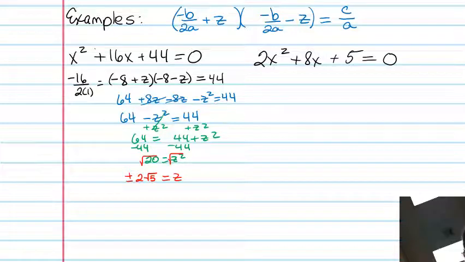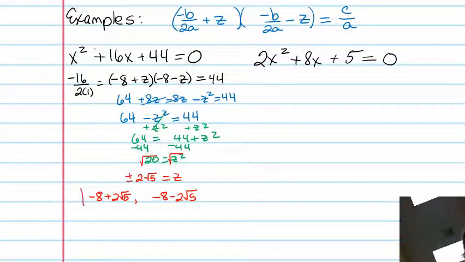Okay, now that's not my answer, right? My answer is negative 8 plus 2 square roots of 5 and negative 8 minus 2 square roots of 5. Now if you check this with other methods, you'll see that that is correct.